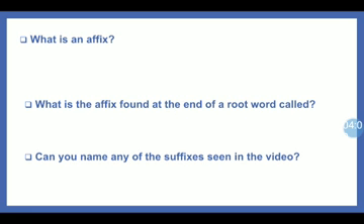Now, students, we are going to be answering some questions based upon our video. So, first question. What is an affix? So, I want you to think back to the video and to state what is an affix. Well, let's see if you are correct.